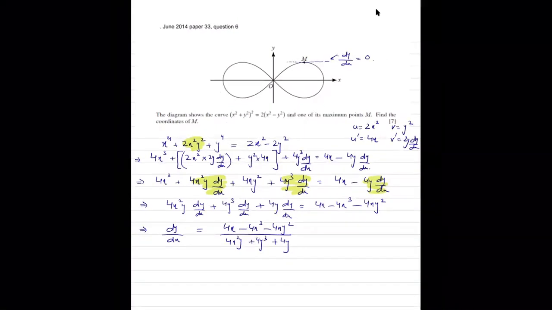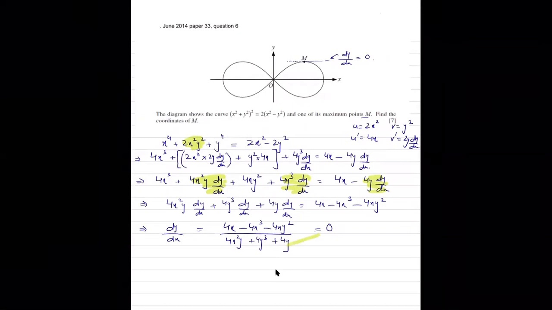Now we want to find the coordinates of M, and for that we have to set dy by dx equals 0, right? Yes. If you multiply this denominator with 0, you are going to get 0. So 4x minus 4x cubed minus 4xy squared turns out to be 0. Okay, what's the next step that comes to your mind? Can we simplify this equation further?